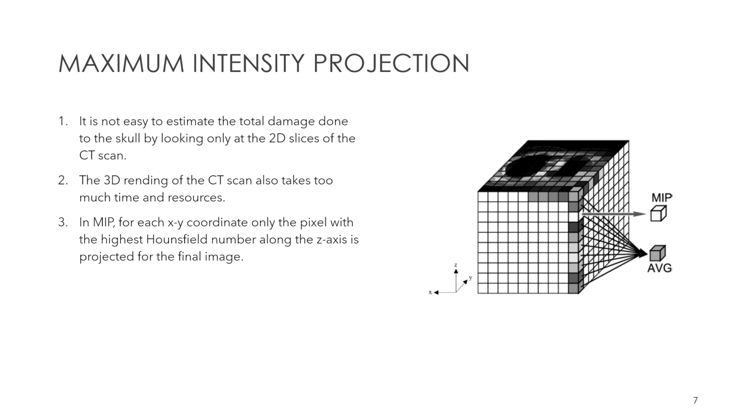Therefore, the radiologists use maximum intensity projections to project the three-dimensional CT image on a 2D plane. We can see here in this image, to calculate the MIP for each XY coordinate, only the pixel with the highest Hounsfield number along the Z axis is projected onto the final image. This helps to observe the dense structures that are present in the scan.